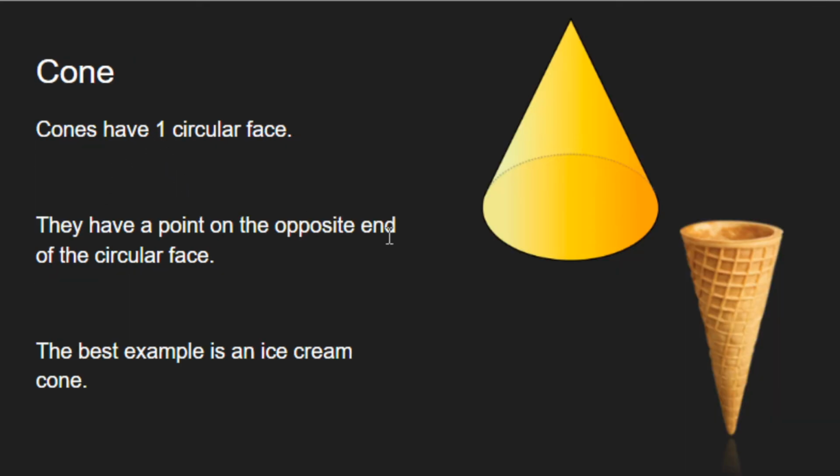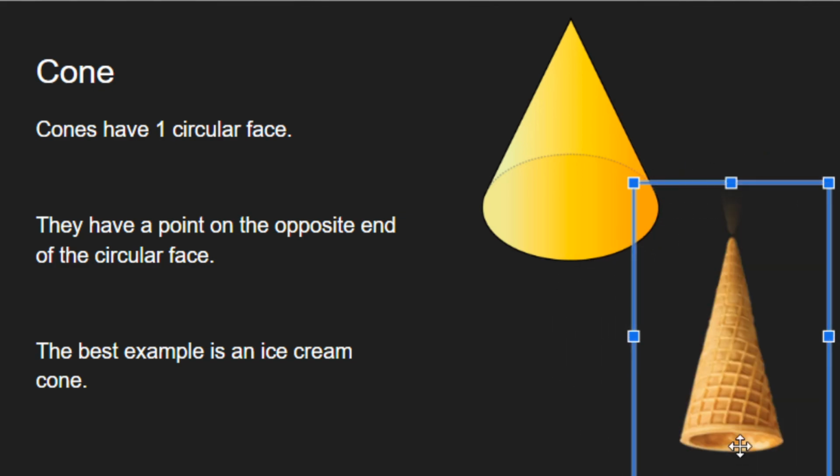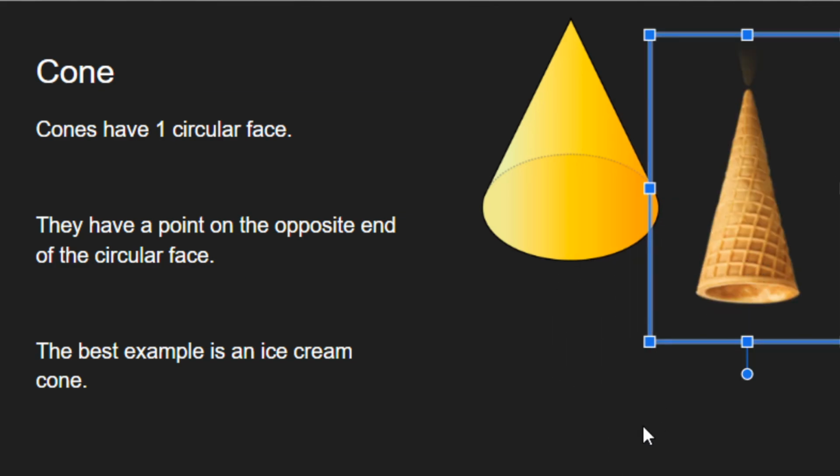Cones have one circular face. They have a point at the opposite end of the circular face. So they've got this circular bottom here, and then they've got a point up at the top, and all the way around is smooth. A really good example is the ice cream cone. This one's just turned upside down, so we could take this one and make it look just like our picture of a cone.